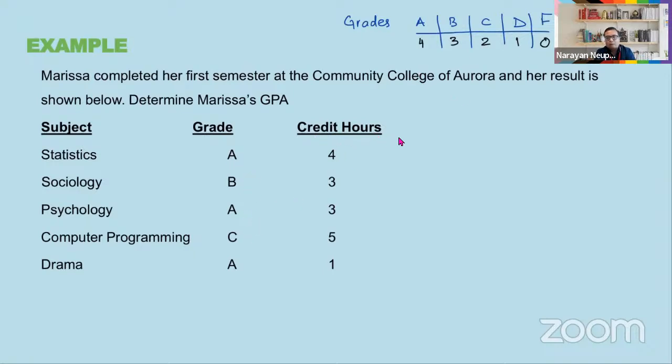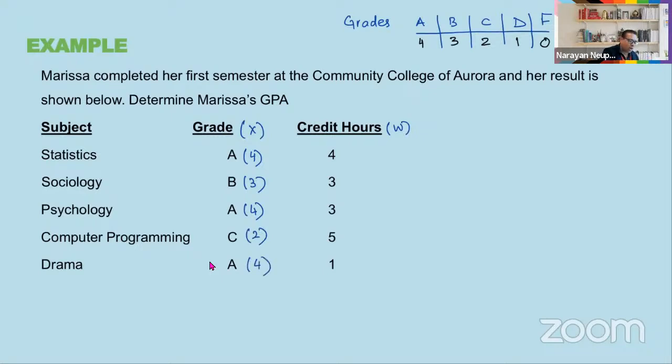For example, here we have the credit hour. Credit hour is the weight. So statistics has a weight of 4 hours here. Sociology 3 credit hours. Psychology 3 credit hours. Computer programming 5 credit hours. Drama is 1 credit hour. And then we have the grade. The grade is the actual data. So statistics, A means 4. Sociology, B means 3. Psychology, A is 4. Computer programming, C means 2. Drama, A means 4.